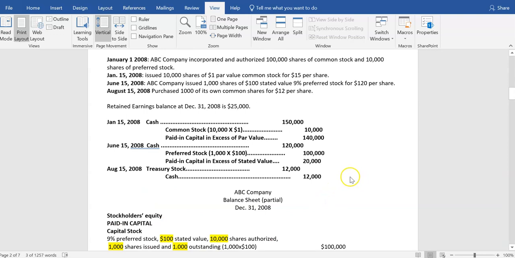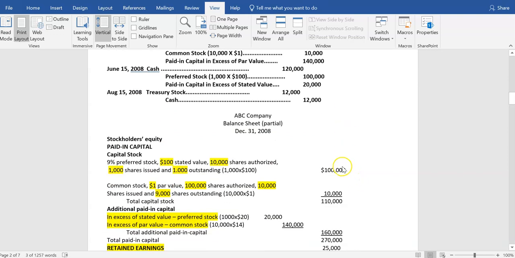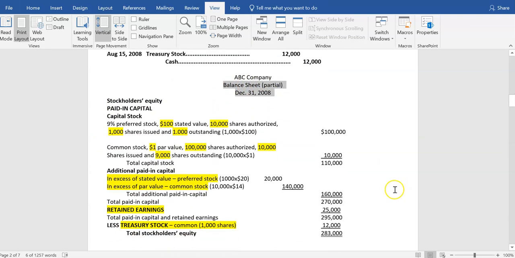Okay. Preferred stock is typically reported first. It gets first of everything. It's paid dividends first. It's listed first in the balance sheet. So what we're seeing here is in the stockholders' equity section, in this partial balance sheet as of December 31st of 2008, remember, stockholders' equity consists of two things: the amount of investment, or the amount that investors have paid in capital, and the amount of earnings that the company has retained within the corporation.